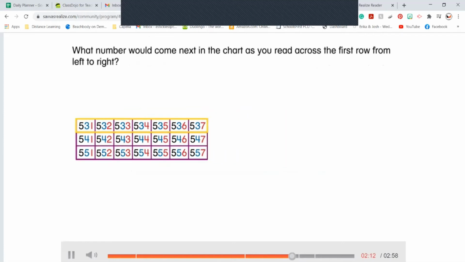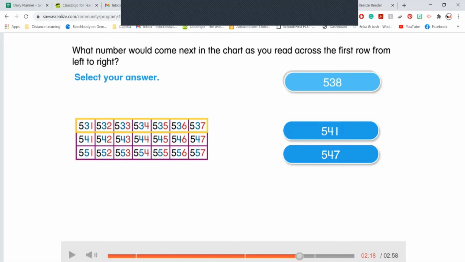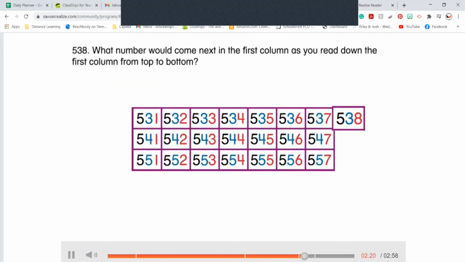What number would come next in the chart as you read across the first row from left to right? Select your answer. If we were at 531 and we were counting from left to right, it would go 531, 532, 533, 534, 535, 536, 537, 538. 538. What number would come next in the first column as you read down the first column from top to bottom?